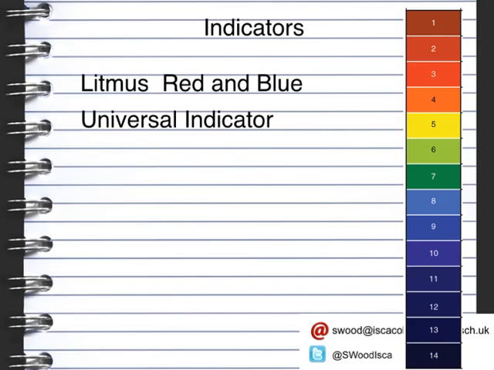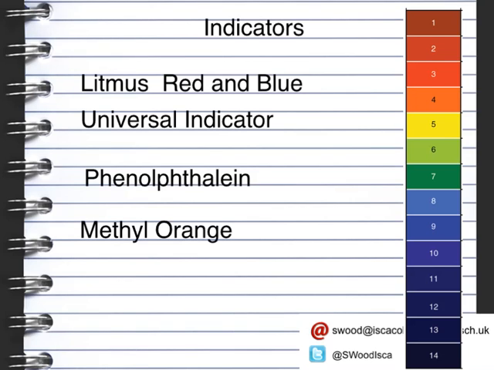Now ideally you need to use an indicator that will give you a sudden change. So litmus is a really good example, as it goes red or blue when it changes from an acid to an alkali. Other indicators that you can use include phenolphthalein and the one we used last time, which was methyl orange.